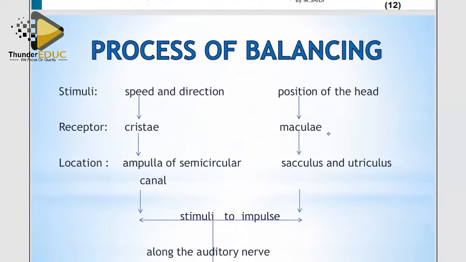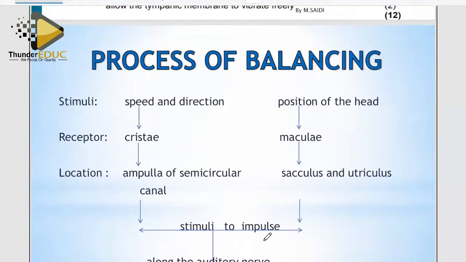Guys, are you ready for balance? I want to hear from you. Are you ready? Should we go?